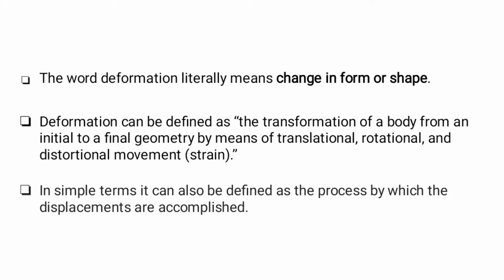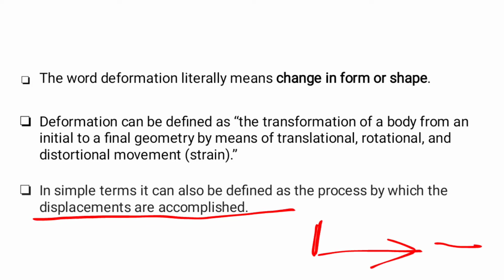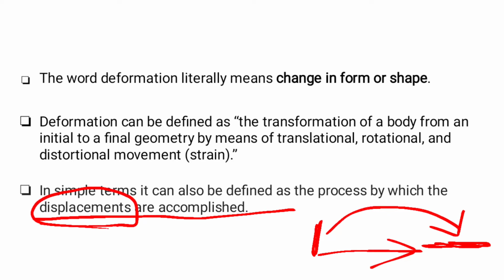In simple terms, it can also be defined as the process by which displacements are accomplished. How much displacement, how much the angle changed, is known as the displacement amount. How much it changed, how much its angles changed, how much it extended, how much it shortened, can all be obtained from the displacement.